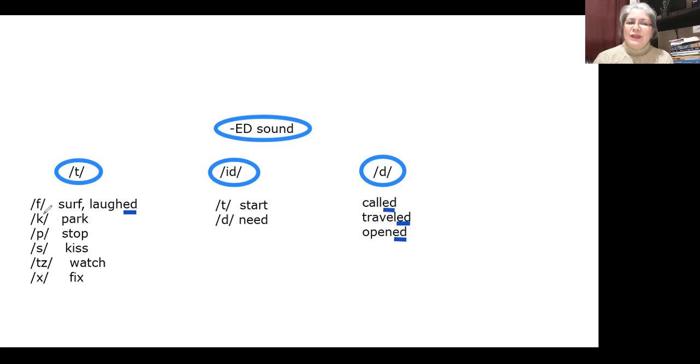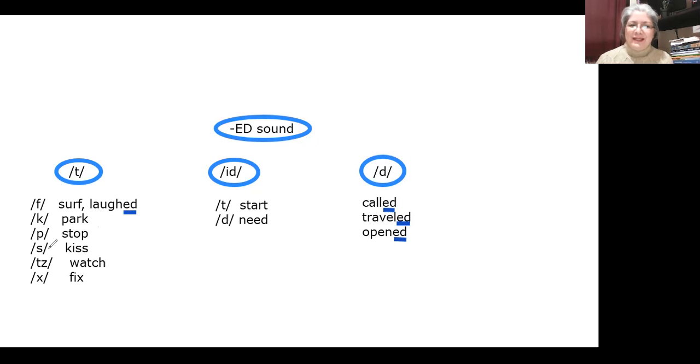Well, what about when the verb finishes with the sound k, like park? When you add ed, this ed has the t sound. Then what's the past of park? Parked. I parked the car. What about when the verb finishes with the sound of p, like stop? The past is stopped. So you never say the E sound, okay?